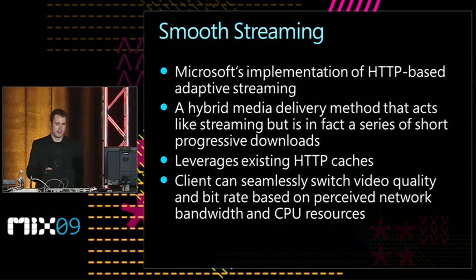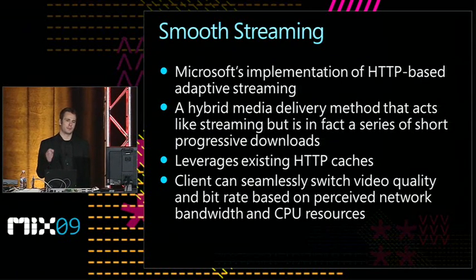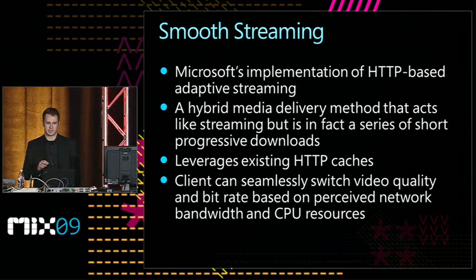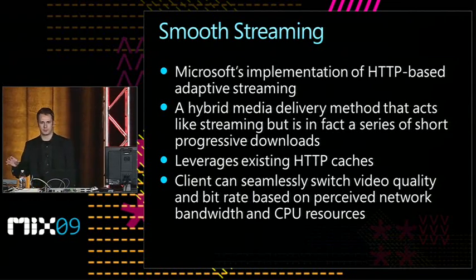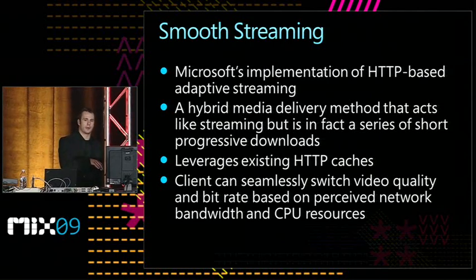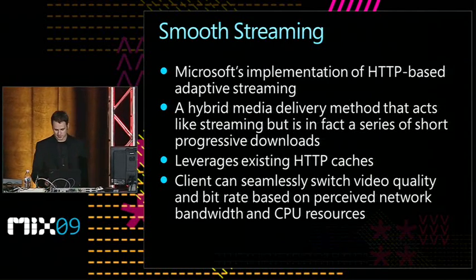The really cool part about it is that on the client side, the client can seamlessly and in real time switch between different bit rates and video quality levels in response to changing conditions of network bandwidth and CPU resources. As the network bandwidth of the client goes up or down, it can throttle back and choose lower or higher quality. And if the CPU resources go up or down, for example if you start some CPU-intensive job on your machine while watching a video and there aren't enough CPU cycles left to decode the video at full frame rate, it's smart enough to pick a lower bit rate, which takes fewer CPU cycles to decode and play back.